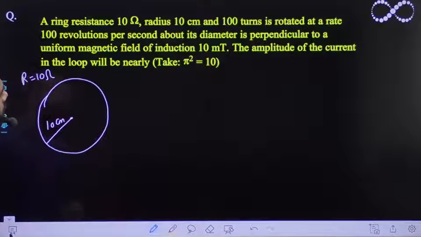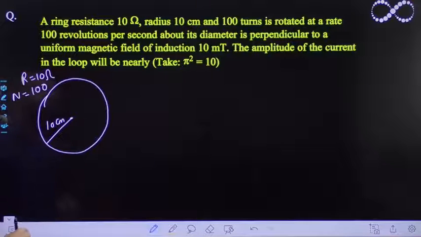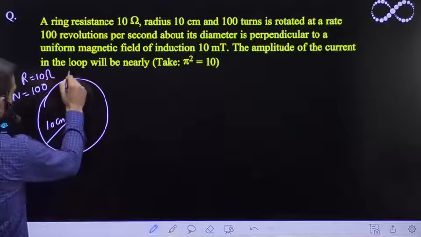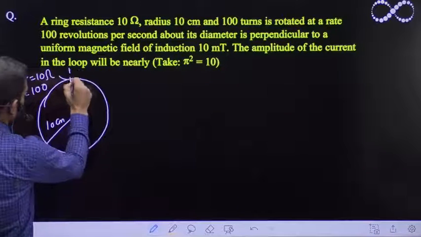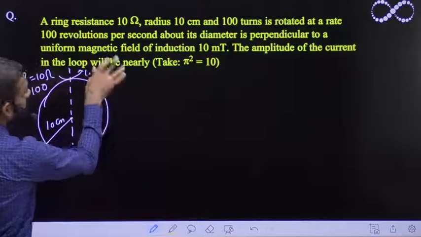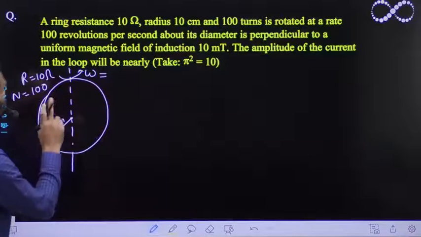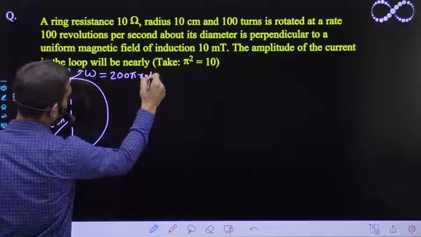The number of turns is given as 100, so N will be equal to 100. It is rotated at a rate of 100 revolutions per second about its diameter, and the diameter is perpendicular to the uniform magnetic field of induction. So let us take this as the diameter here, and suppose it is rotated like this. So omega is nothing but 100 revolutions per second. In one revolution, that is 2 pi, so that will become 200 pi radian per second.